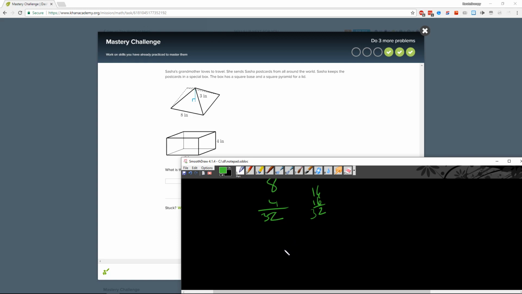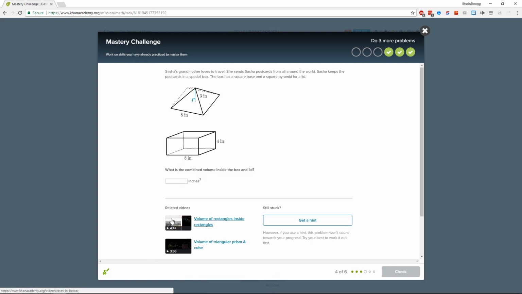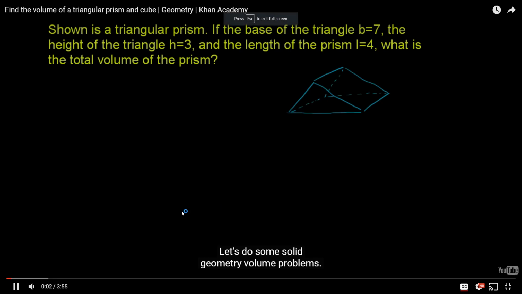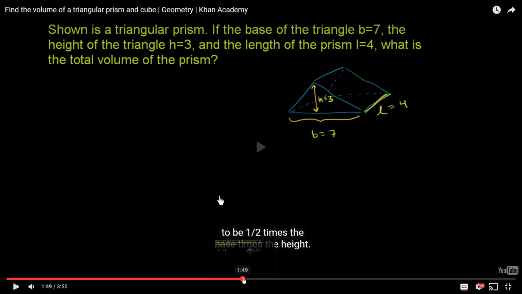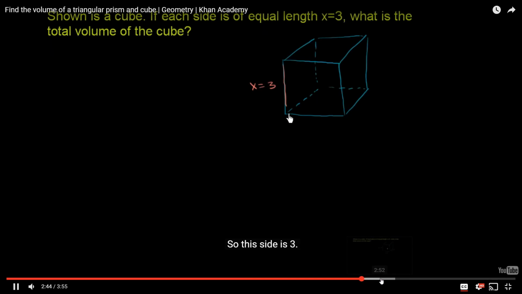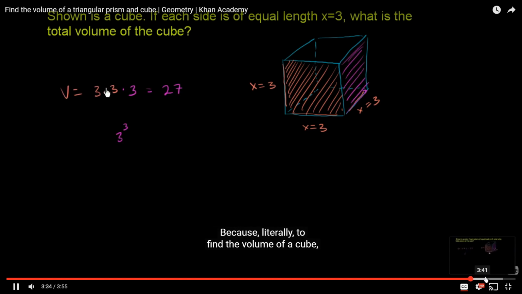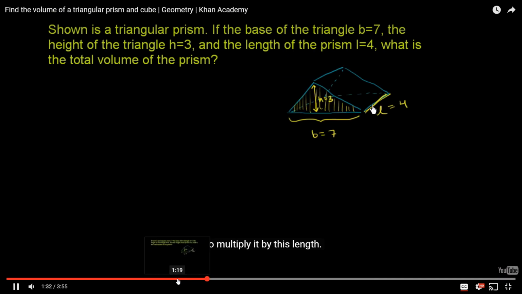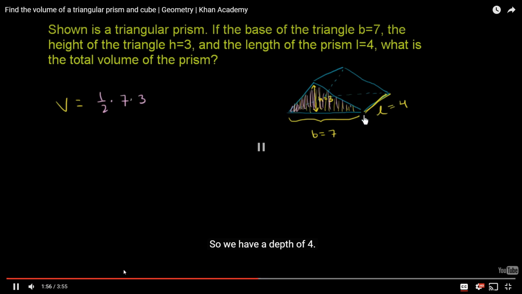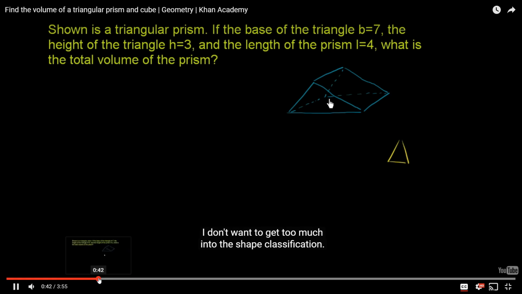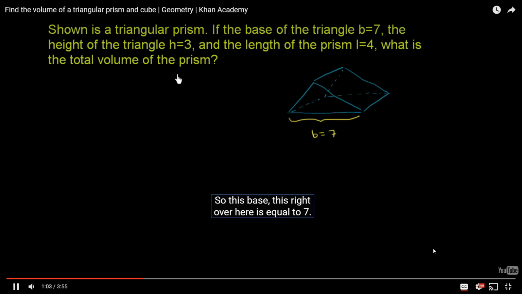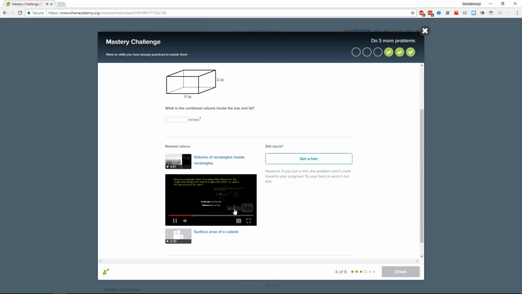And then volume of a pyramid, sorry. Let's do some solid geometry volume problem. Pyramid, triangle, 7, 8. So this times. Yeah, I know that one. This is the length and the depth multiplier. Where it has a square base. Height of the triangle is equal to 3. So this right over here.